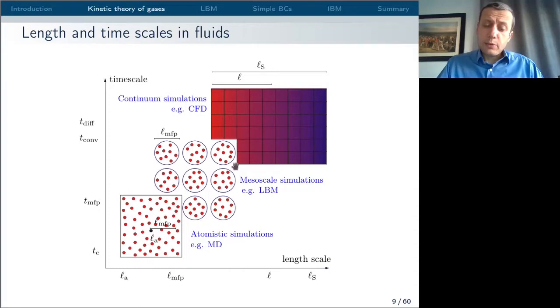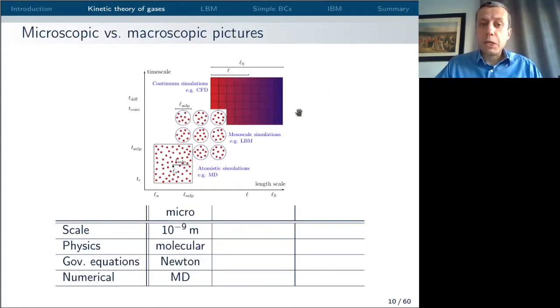In the scale in between, something interesting is happening, because you still have some features of the molecular scale, but you are not really interested in all the molecular properties. You don't really want to know where every single molecule is going. You just want to have an understanding of what the statistical behavior is. So what is happening on these scales?